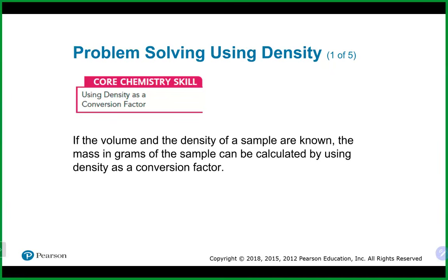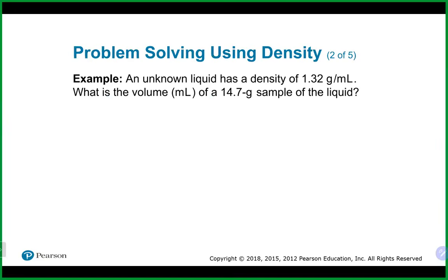So obviously, if we know the density and the volume, we could get to the mass. So why don't we try one here? An unknown liquid has a density of 1.32 grams per milliliter. What is the volume in milliliters of a 14.7 gram sample of the liquid?